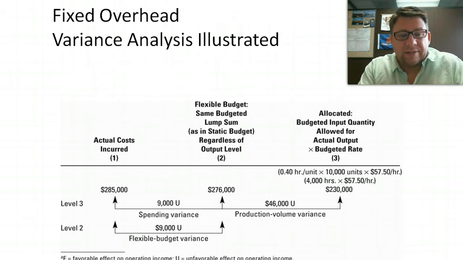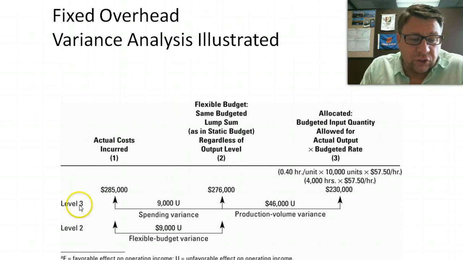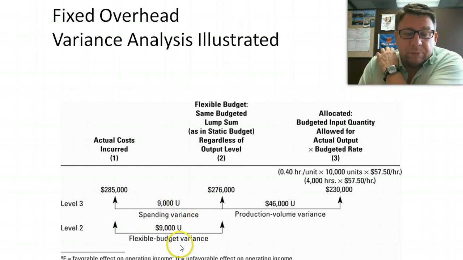So, in this example, we actually incurred $285,000 of fixed overhead costs for the month. Our budgeted amount was $276,000. So we have an unfavorable spending variance, which is of course the same as the flexible budget variance.